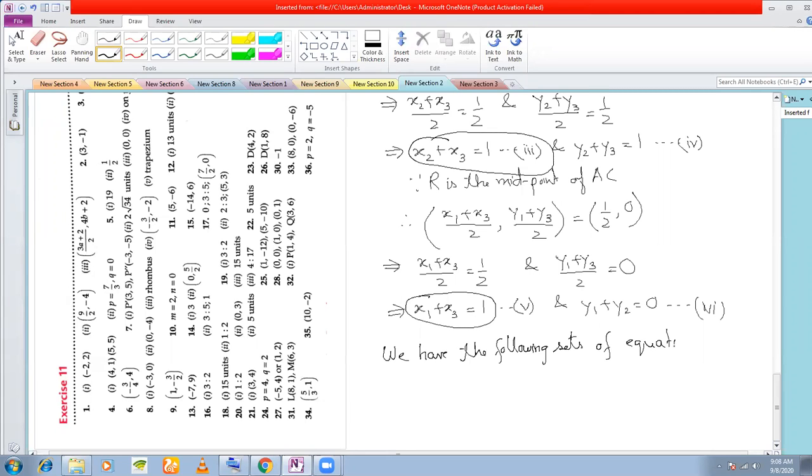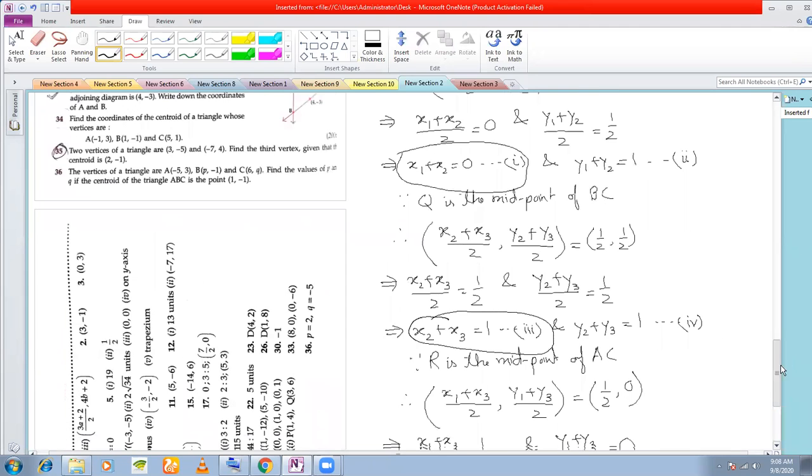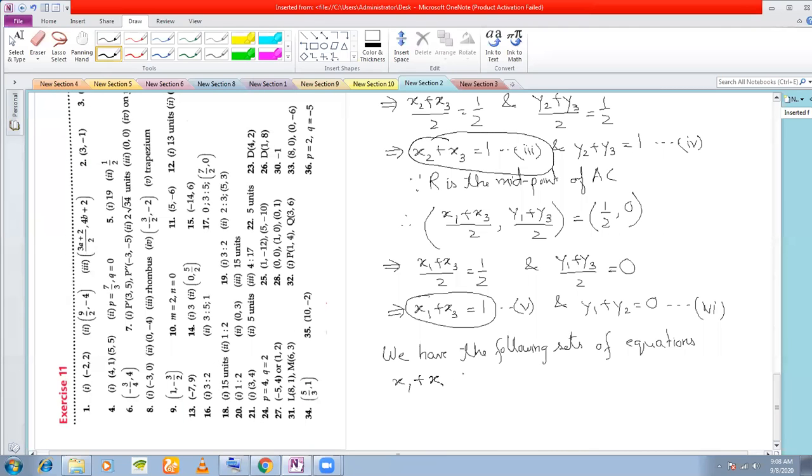We have the following sets of equations. x1 plus x2 is equal to 0. And you have x2 plus x3 is equal to 1. And you have x1 plus x3 is equal to 1. This is your equation number 1, 3, and 5.